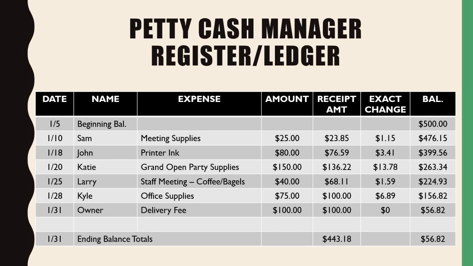Then, till the very end, you're going to have a total of $443.18 of receipts and a remaining balance of $56.82 in cash. So right there, my petty cash drawer has gone from $500 down to $56. That means a lot of money was spent using the petty cash drawer.